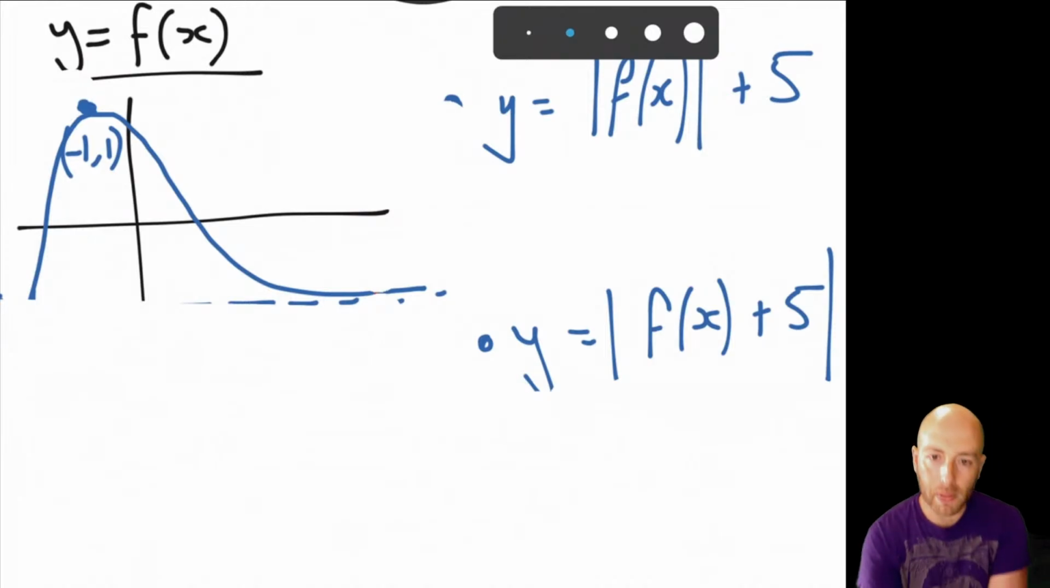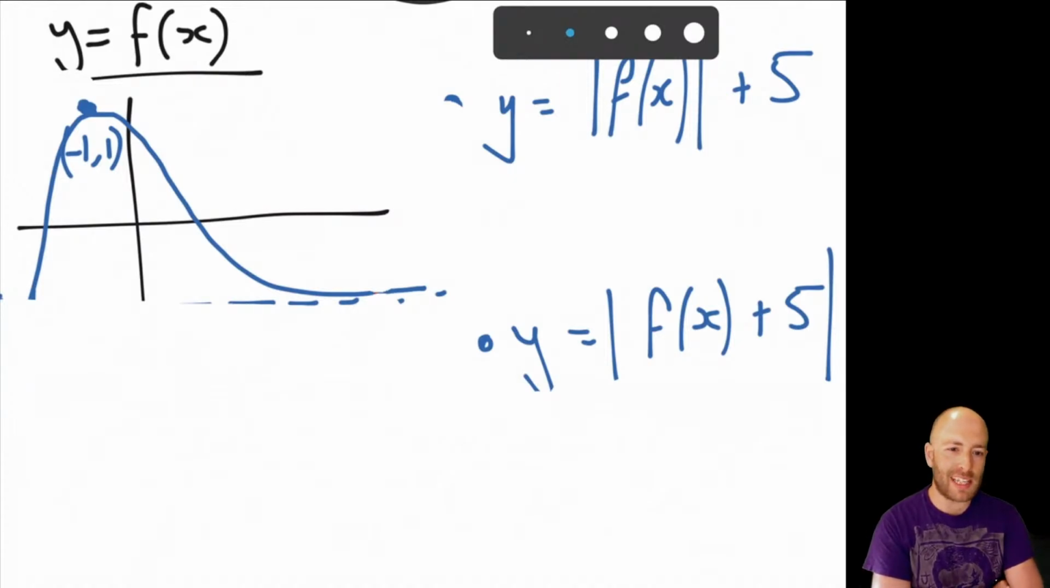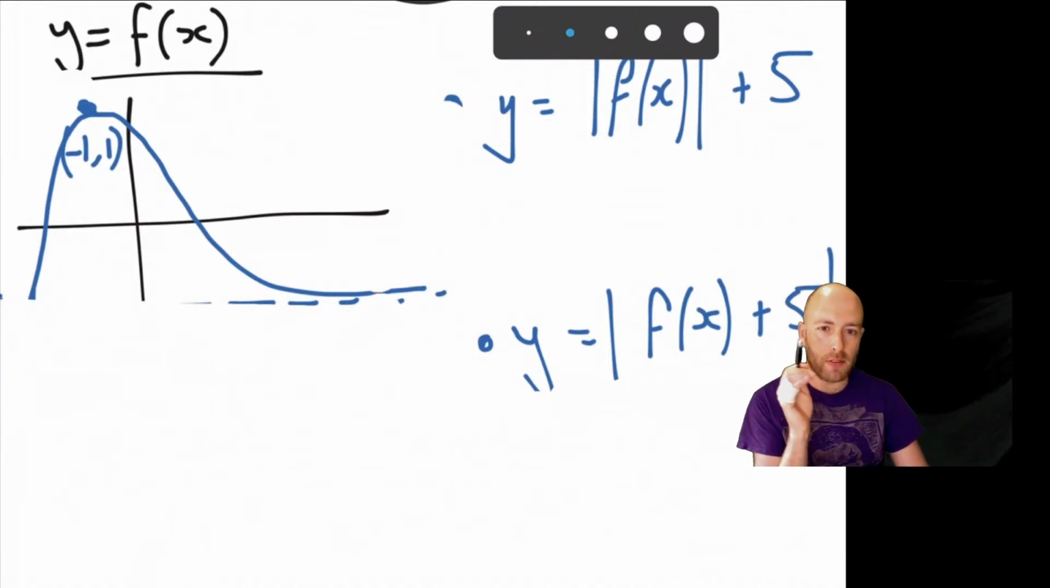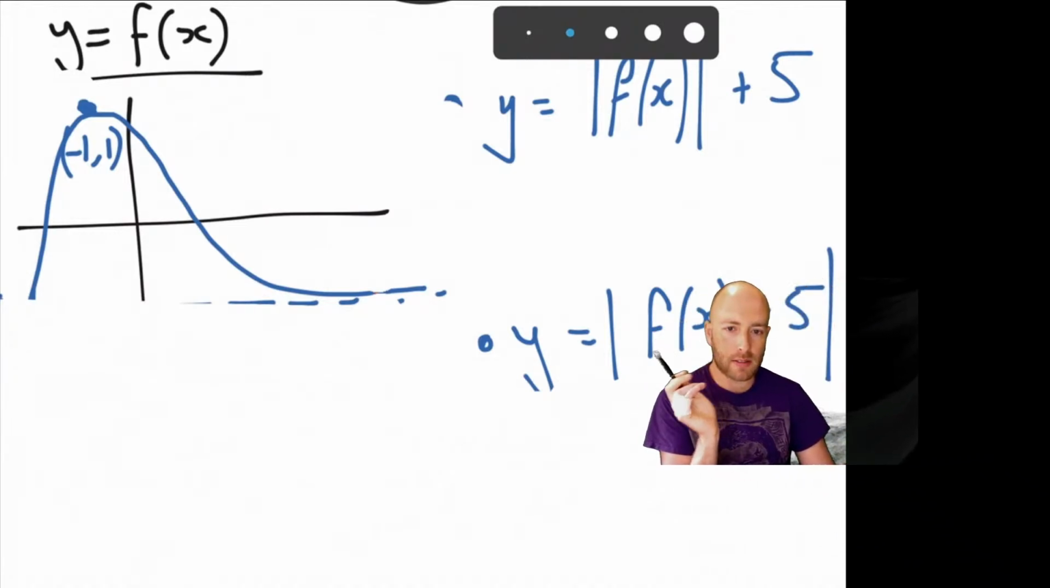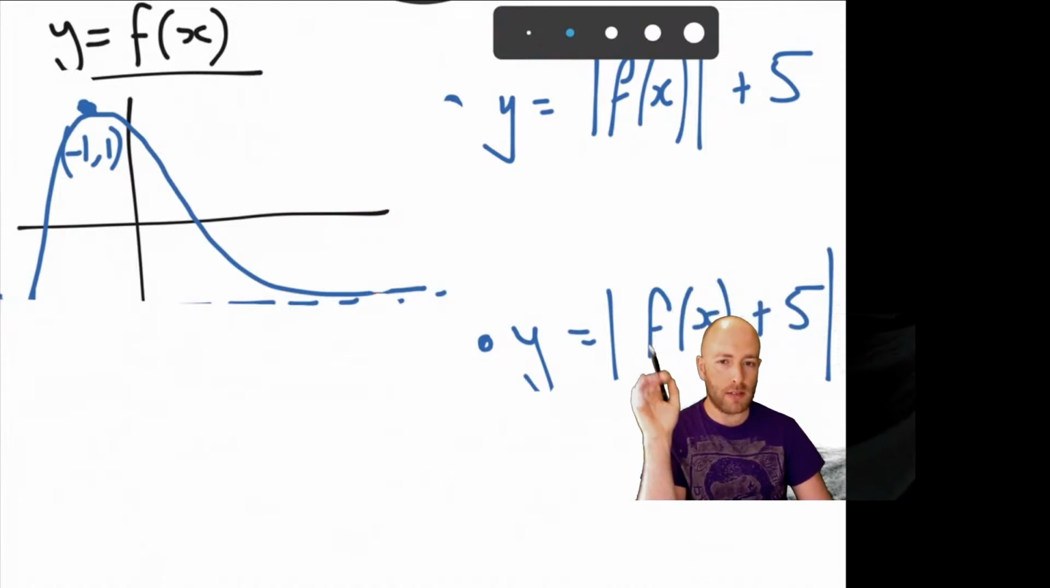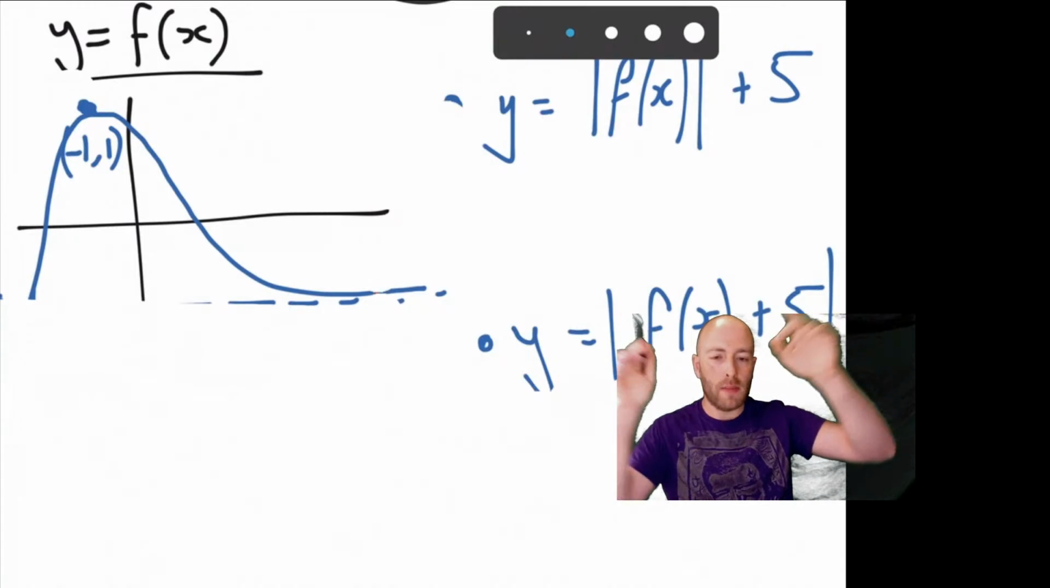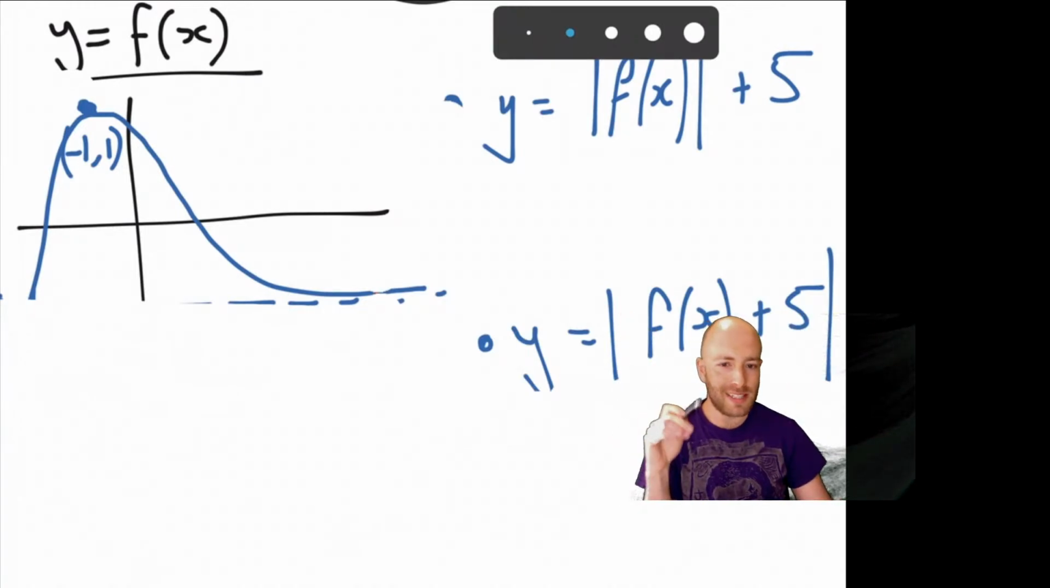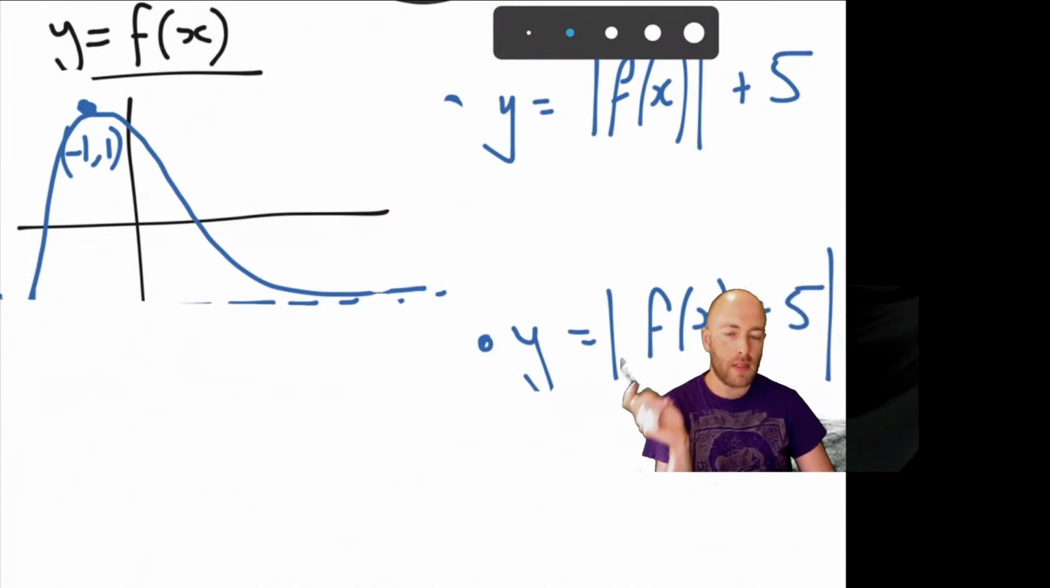So for this one, interestingly enough, neither of these bits are actually inside the function again. So we could still argue we should use BIDMAS. But this time the 5 is kind of with the f of x, and then the modulus is outside everything. So it's as if we didn't have the modulus, we just drew this graph, and then we stuck the modulus on the outside. So in this case, we need to add the 5 first, and then do the modulus.